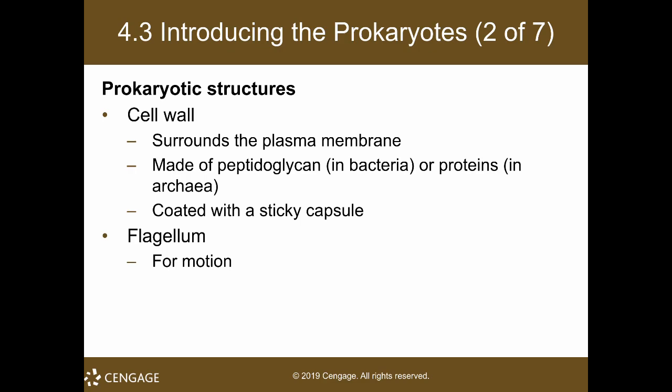So the cell wall surrounds the plasma membrane. Your prokaryotic cell has a cell wall because the cell membrane by itself is pretty fragile, so the cell wall is better protection for that. It's made of peptidoglycans, so the molecules making up the cell wall are peptidoglycans. That's peptides and carbohydrates for the bacteria, or proteins in archaea. They are rather sticky. That's why slime molds' slimes are basically a community of prokaryotic cells. They're very sticky. They also have flagellum for movement.